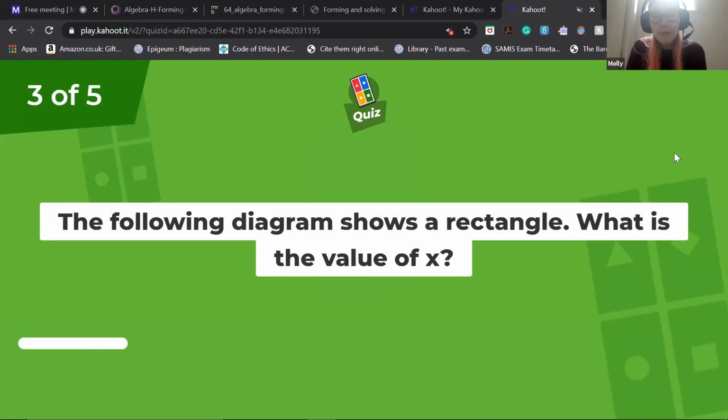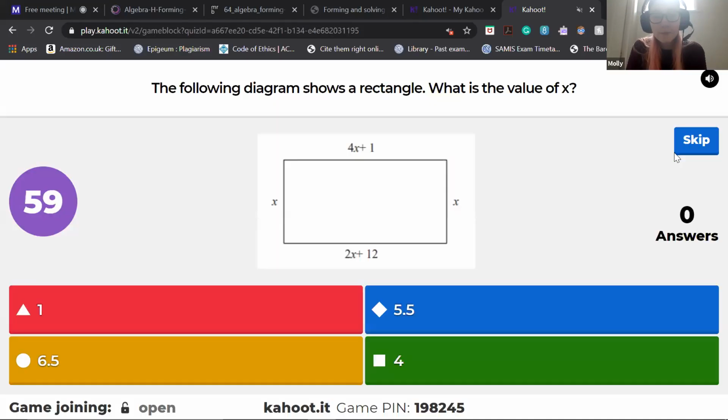Okay, in this one, we've got a rectangle. What's the value of x here? Again, what equation can we form from this? What can we set equal to what?